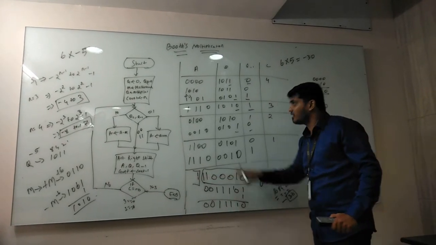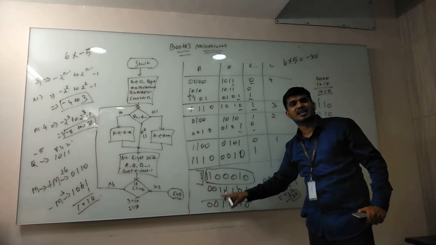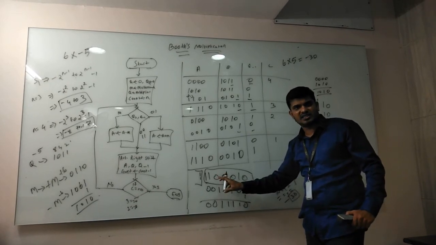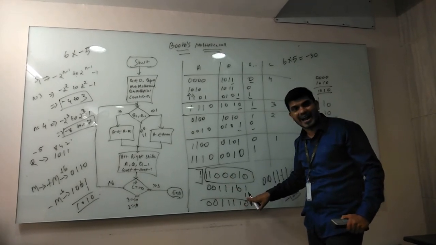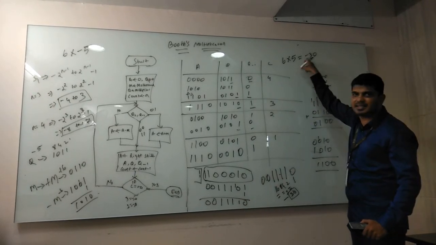So for the rest, 8 numbers. So we have 4 plus 4, 8. So one number is gone for sign. The rest, 7 numbers alone, you need to take the 2's complement. By changing 0's to 1 and 1's to 0's and adding 1 to it, you get the output. So here, we have got the perfect result as minus 30.